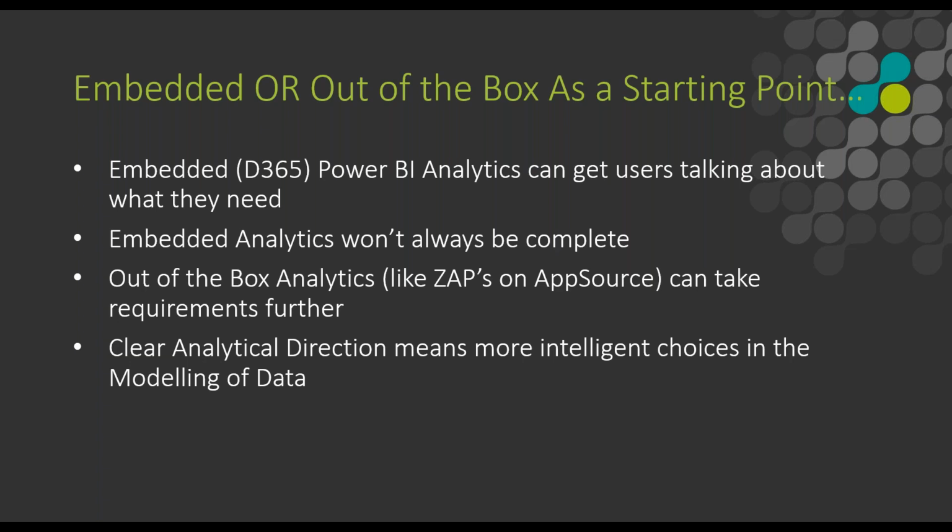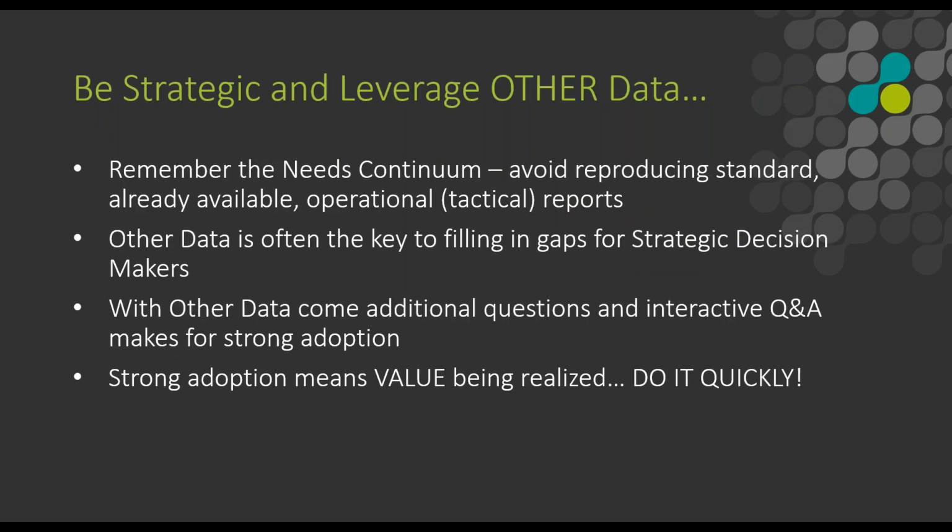And so that clear direction that you get means that you'll make more intelligent choices around what data you make available, how you potentially model the data for the business as you go forward. And ZAP happens to have some examples, from an out-of-the-box standpoint, that I'll point to in just a moment.